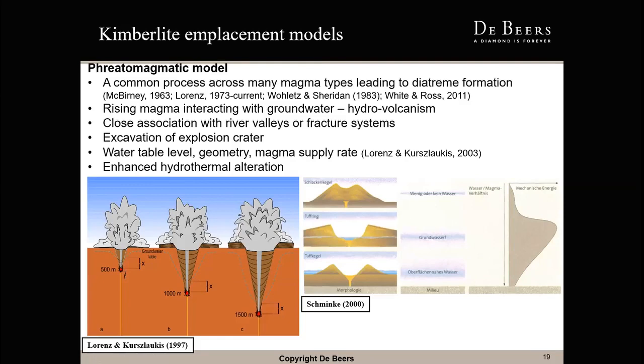This is a very common process across many magma types, not just kimberlite, but extending all the way through to andesites and dacites, and is a very commonly seen emplacement mechanism in volcanism. It basically involves the ascent of magma interacting with groundwater, either in fractures or in aquifers. In doing so, it usually produces fairly violent explosivity, as you can imagine, when hot magma comes into contact with cold water. The diagram on the bottom left-hand side gives you an indication of how this works.